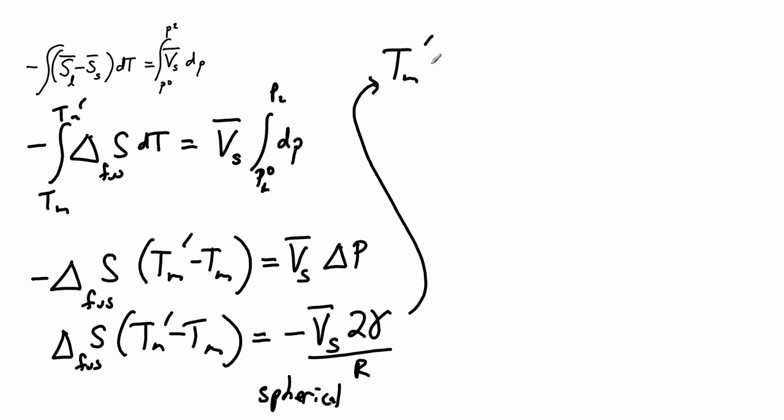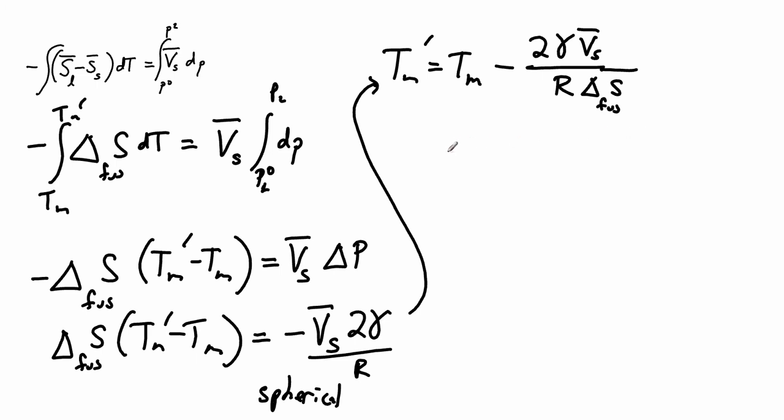So Tm prime is equal to the original melting temperature minus 2 gamma times the molar volume of the solid all over the radius of the spherical particles. And we also have to divide by the delta S of fusion.